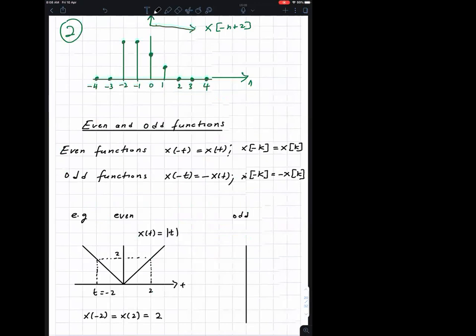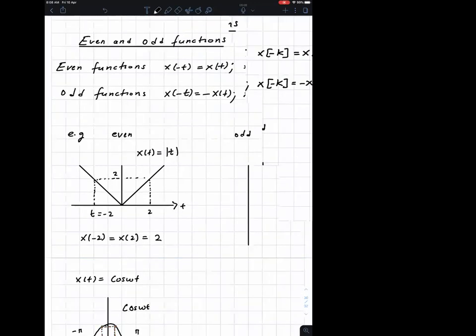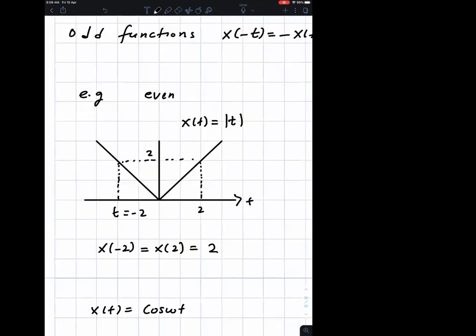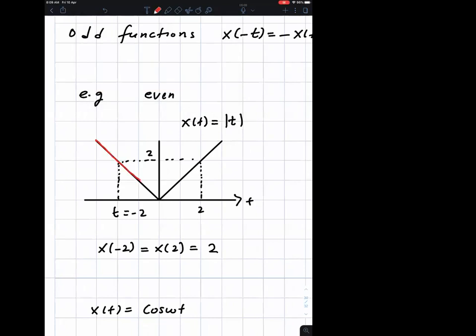I was comparing an even and odd function. So I was looking at this even function. For example, in this case, x(t) is the absolute value of t. If you sketch it, it will look like this.